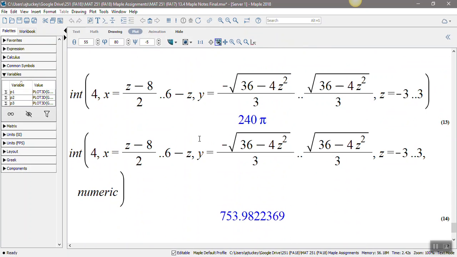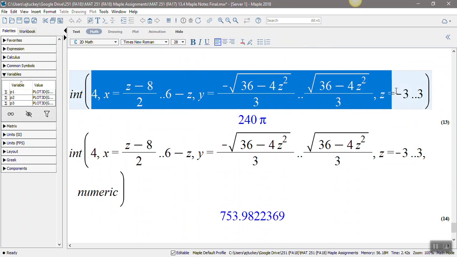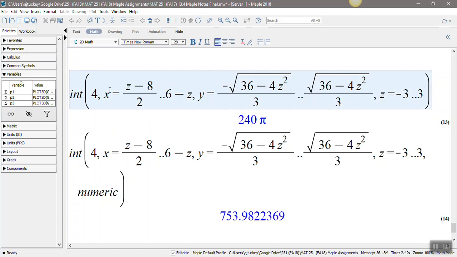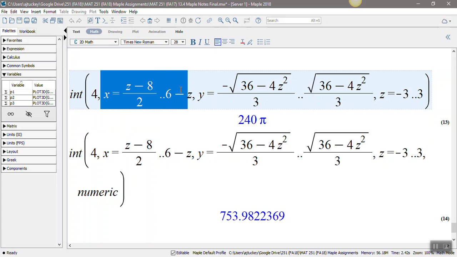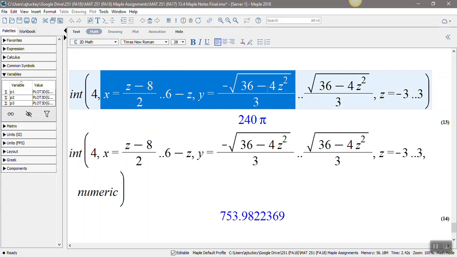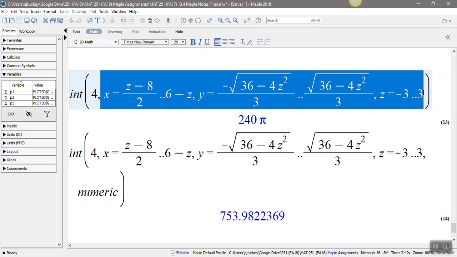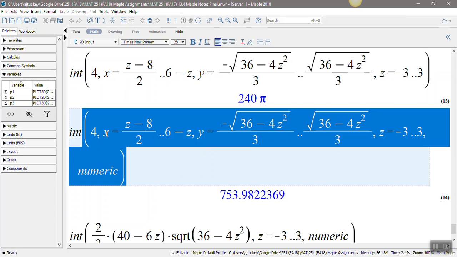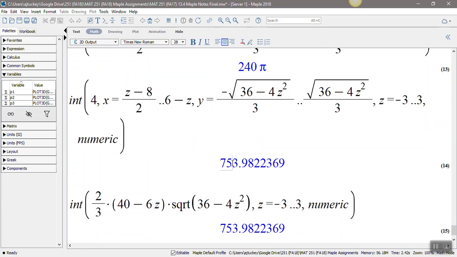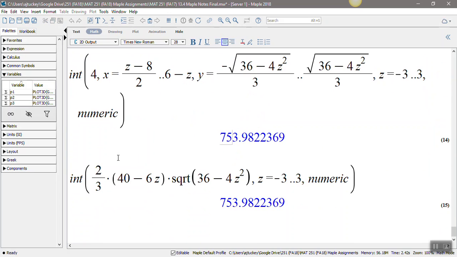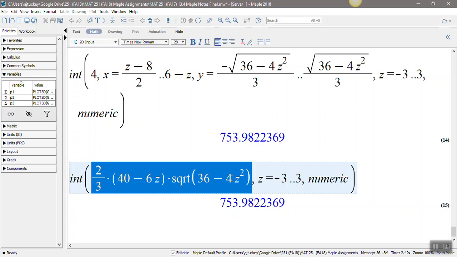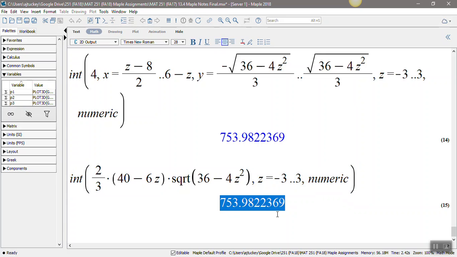And here it is, in case you wanted to know. So I did it longhand. I actually did the original integral as given. So 4, where x is going from z minus 8 over 2 to 6 minus z, y is going from that square root to that square root, and z is going from negative 3 to 3, and I get 240 pi. When I do it numerically, I get 753.98. And then that last integral that I just showed you is this, from z equals negative 3 to 3, and sure enough, it gives me the same answer. So I know I did it correctly.